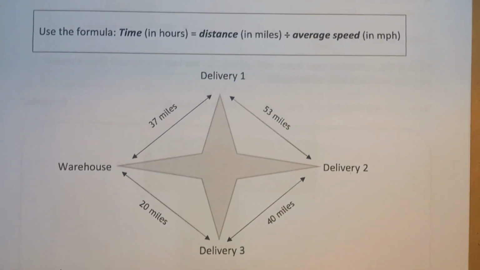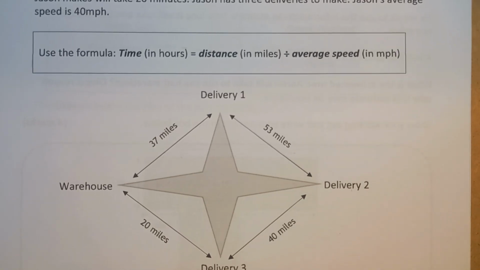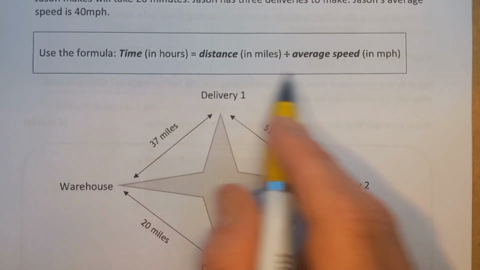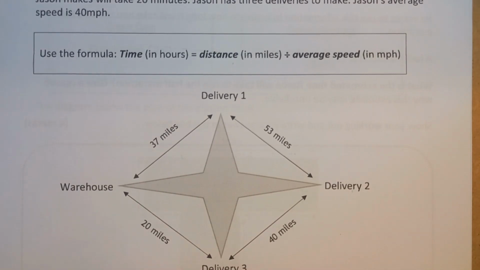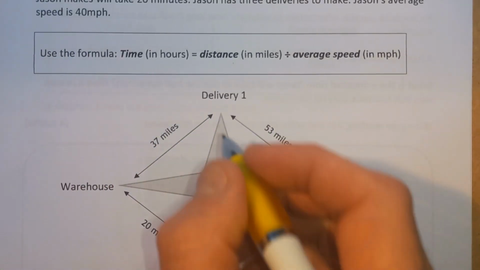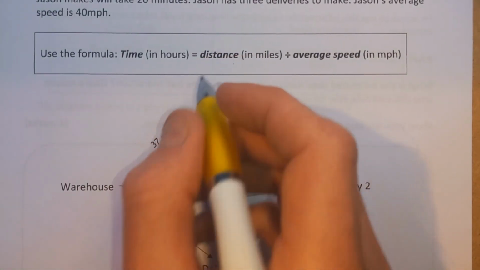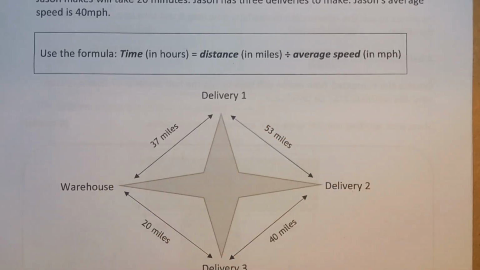Okay, so we want to know what time he'll get back to the warehouse, so we need to know how long this route is all going to take. Okay, and they've given us the formula, so they said it's the distance in miles divided by the average speed. We've got the average speed is 40. So what we do need to work out is this distance. So it's going to be all of these added together.